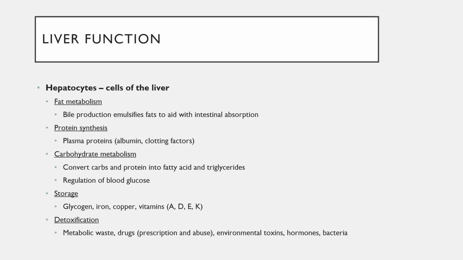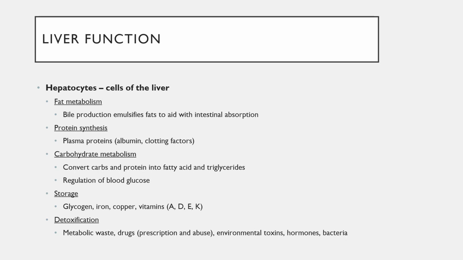Carbohydrate metabolism. The liver regulates blood glucose by storing glycogen and converting nutrients into triglycerides when energy is abundant. Worthless knowledge moment. After a carb-heavy meal, your liver is basically running a biochemical Costco, storing bulk energy for later.